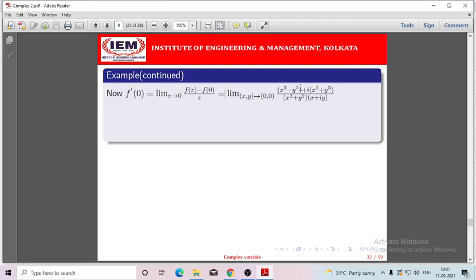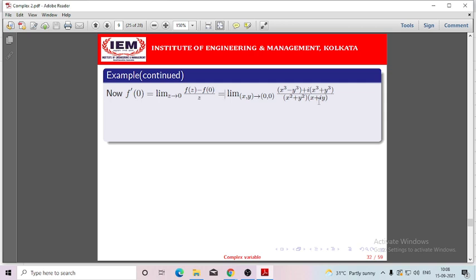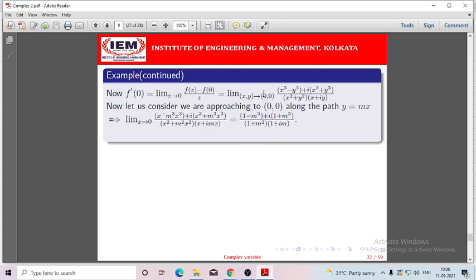So we put the value of f(z). f(0) is given as 0. z means x plus iy. Now we want to approach towards the point (0,0). So by the path y equals mx, we can approach the point (0,0). If I put y in terms of mx, then there will be a limit in terms of x only. So if you put y equals mx and take the limiting value, x cube will be cancelled from numerator and denominator, and the limiting value will become this.